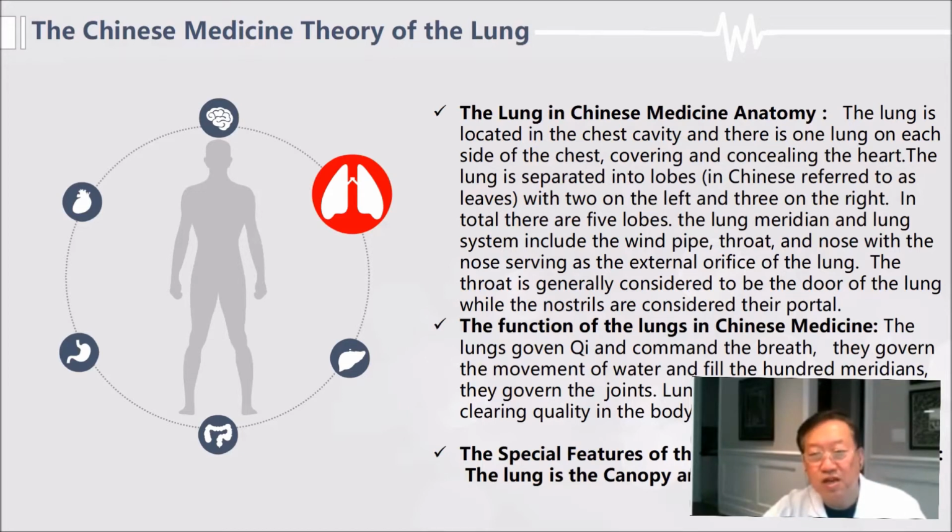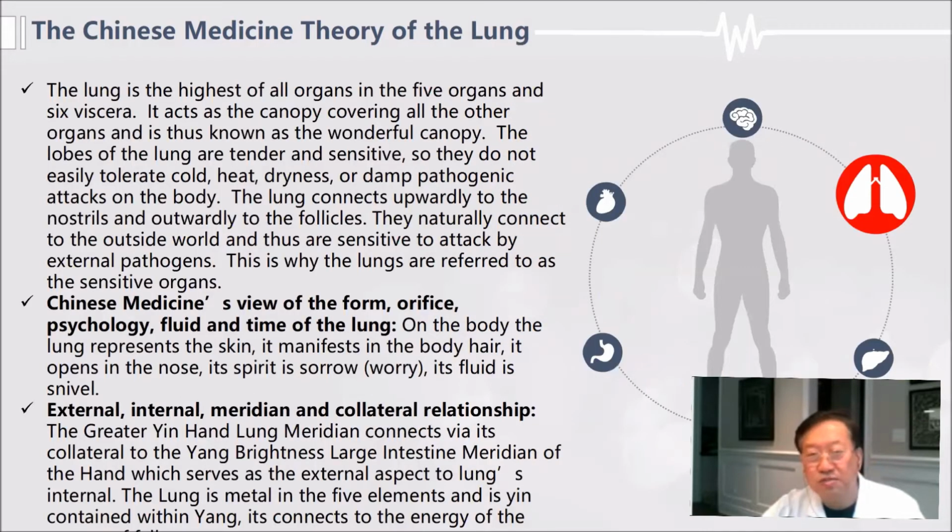The special features of the lung in Chinese medicine. The lung is the canopy and a tender organ. The lung is the highest of all the organs in the 5 organs and 6 viscera. It acts as the canopy covering all the other organs and is thus known as the wonderful canopy. The lobes of the lung are tender and sensitive, so they do not easily tolerate cold, heat, dryness, or damp pathogenic attacks on the body.